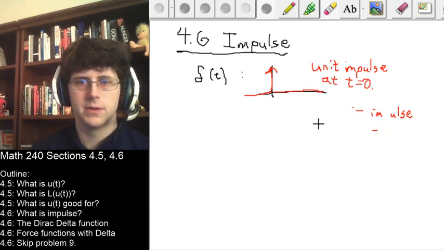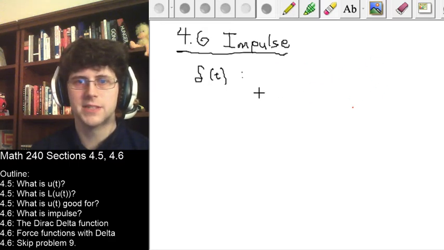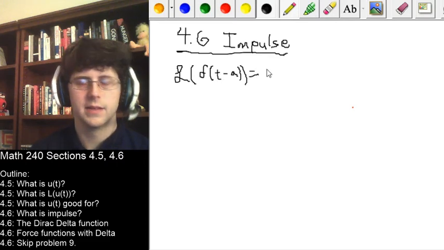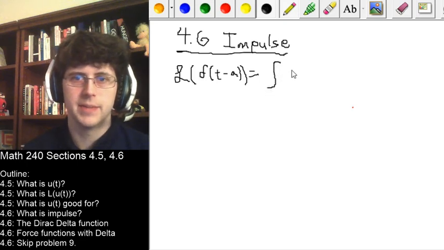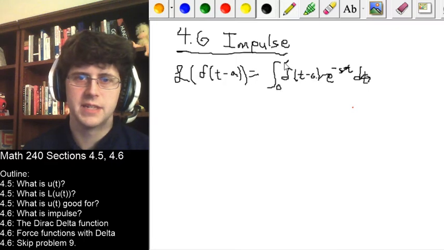Okay, so big surprise, we need to find the Laplace transform of the delta function. So we need to know what Laplace of an impulse at time a is. Well, no problem. We'll just drop the delta function into our Laplace integral, which is an integral from 0 to infinity.